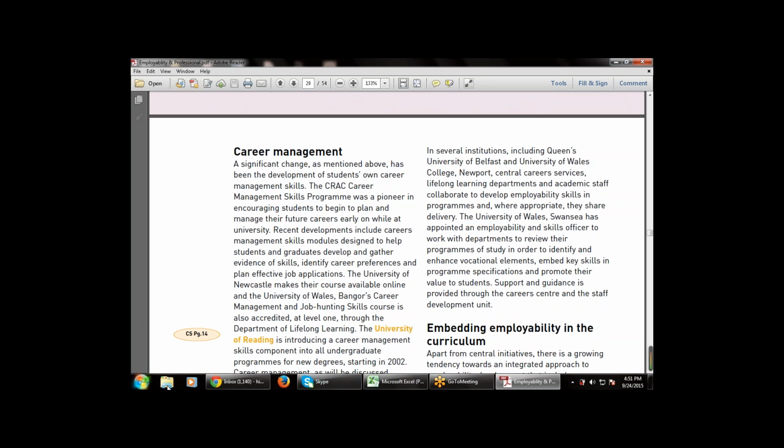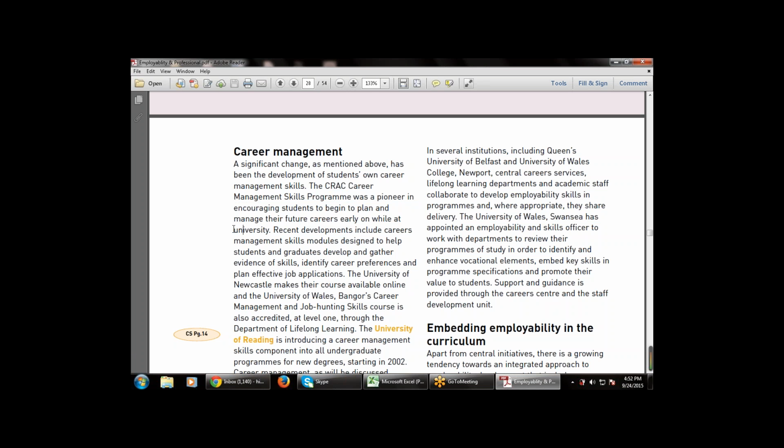The CRAC Career Management Skills Program was a pioneer in encouraging students to begin to plan and manage their future career early on while at university. That is, encouraging students to manage their career. That is a career-oriented approach. That is career management, which means managing the career by using various methods.